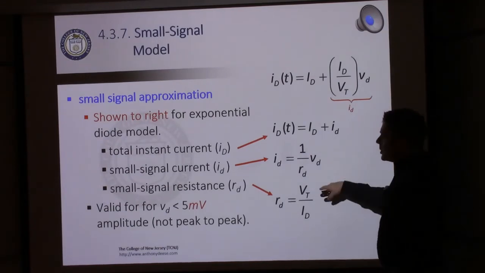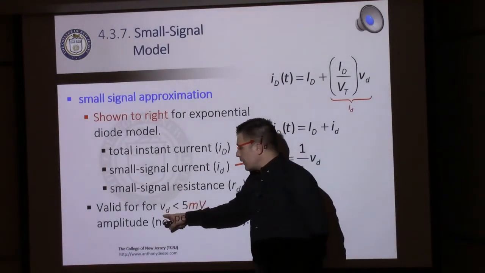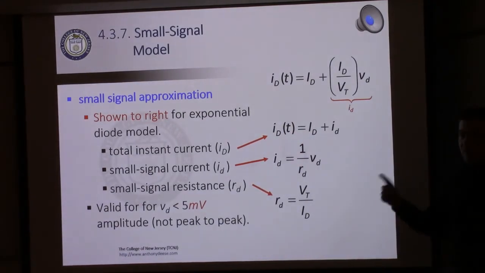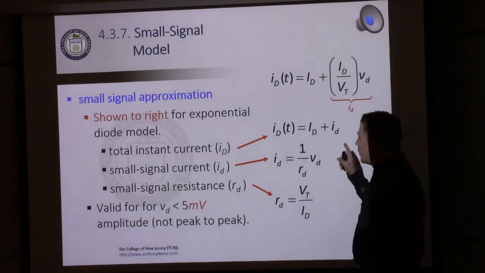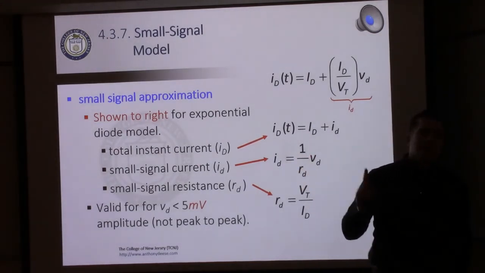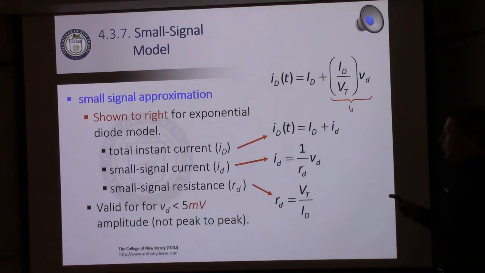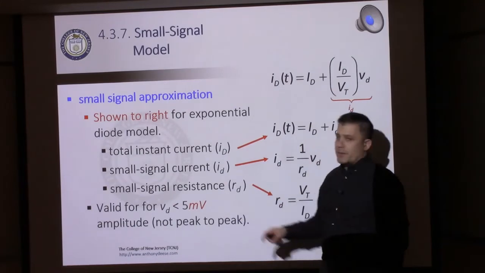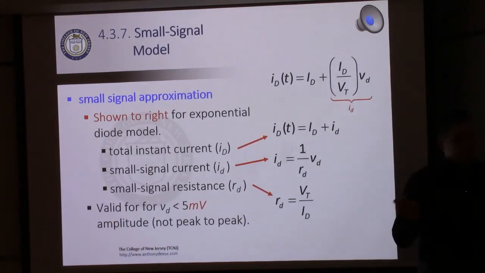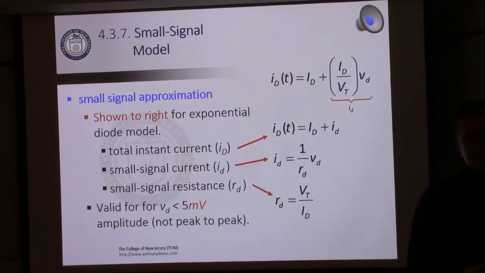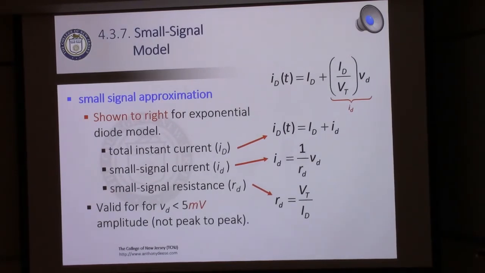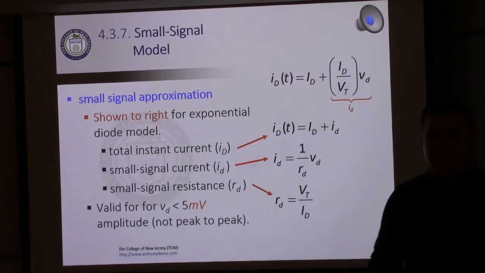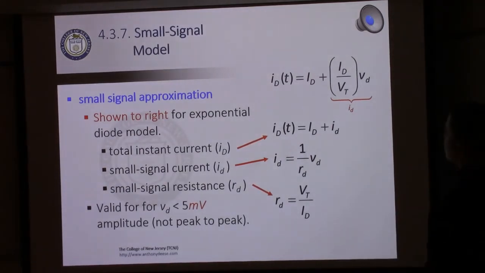Now, this approximation is good for values of small v, small d, less than 5 millivolts in amplitude. This is not peak to peak. This is just amplitude. So when we use the small signal model, what we have to do at the very end is check to see whether the variation or the amplitude of change in little v, little d is greater than 5 millivolts. If it is, then we may want to use a different model. And I would say for the purposes of this class, that means that we can't use this model. That's not an appropriate use. The signal is not small enough.